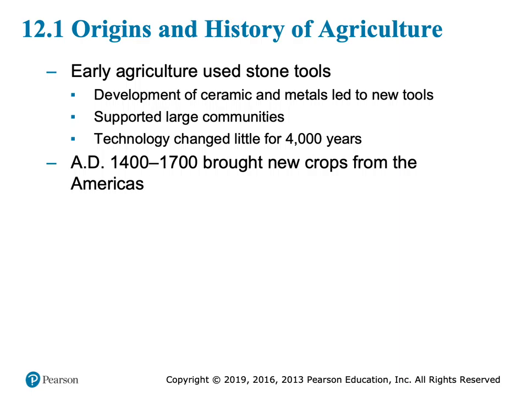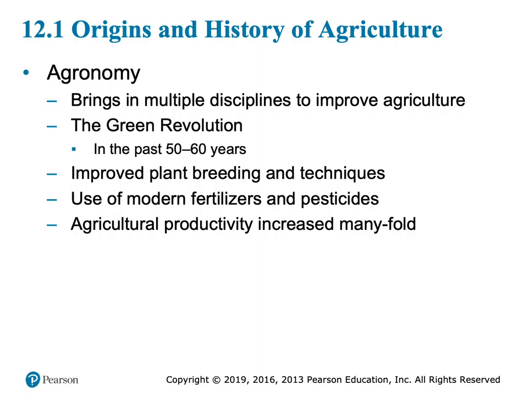The development of ceramic and metals led to new tools, which helped support larger communities. Technology didn't change much for about 4,000 years, except in between 1400 and 1700, this era brought new crops from the Americas. So agronomy, we'll go down to that. This is your blank under number four. This is the science that applies knowledge from fields such as genetics, physiology, chemistry, and ecology to agriculture. This is called agronomy. Over the past 50 to 60 years, the Green Revolution, that's your number five blank, has increased global agriculture productivity by developing modern fertilizers, herbicides, and pesticides to help increase production of food sources.